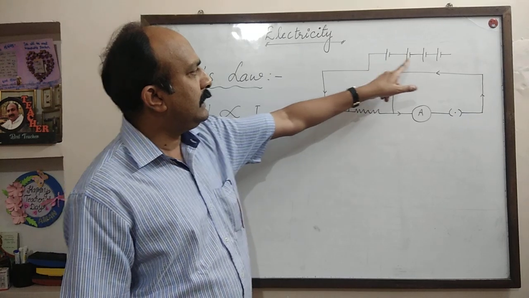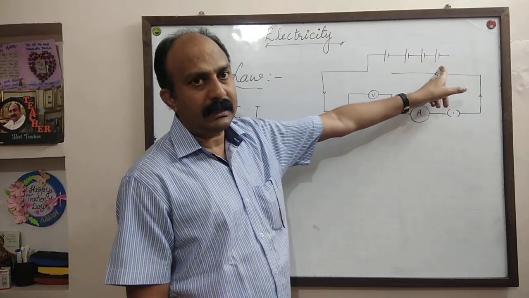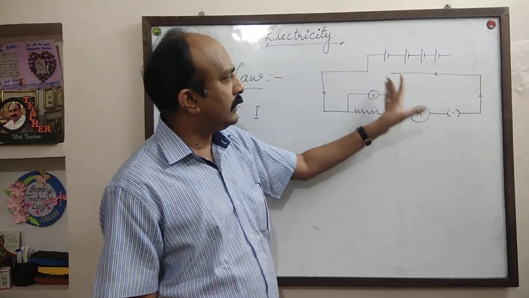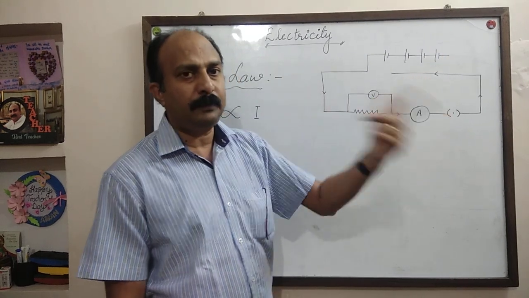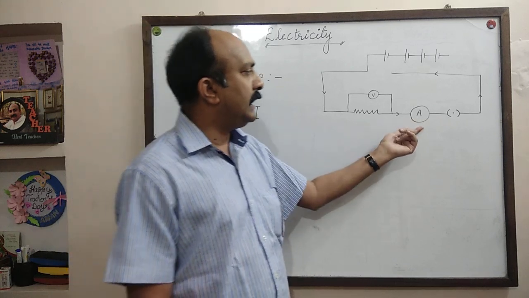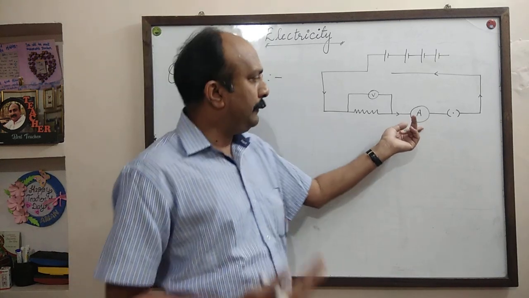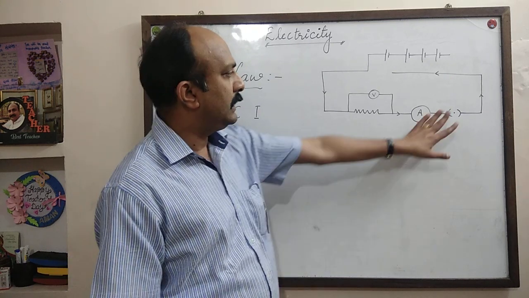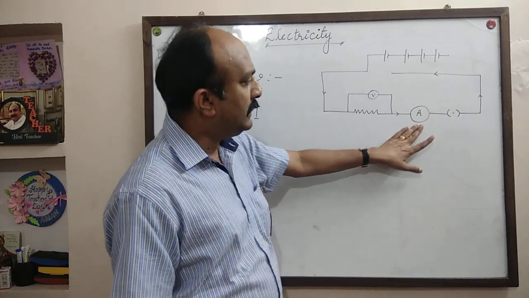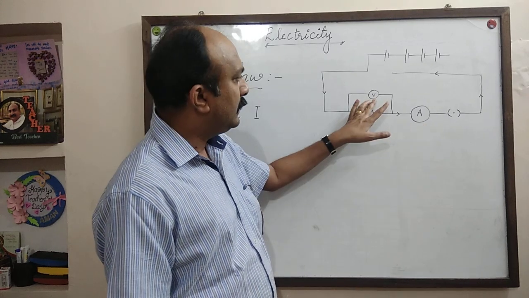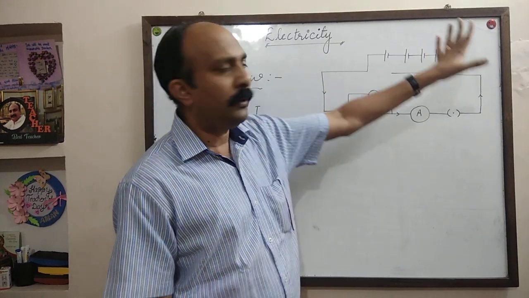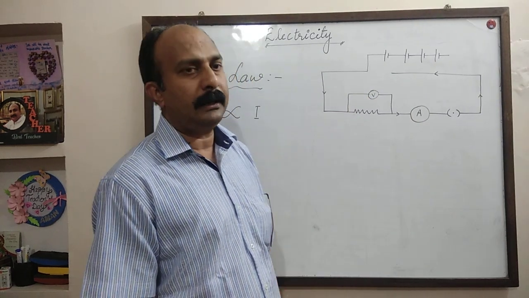And here you can see there are 4 cells connected in this circuit. But these cells are now not connected to the main circuit. I will explain why. And you can see an ammeter. Ammeter measures the amount of electric current in the circuit, and a key. So ammeter measures electric current I. This voltmeter measures potential difference V, and 4 cells are taken in the circuit.